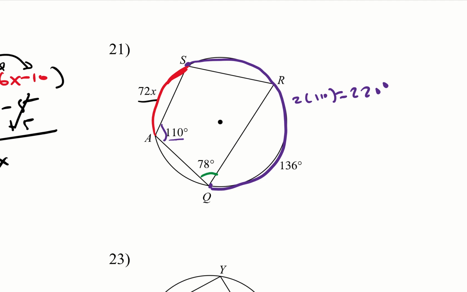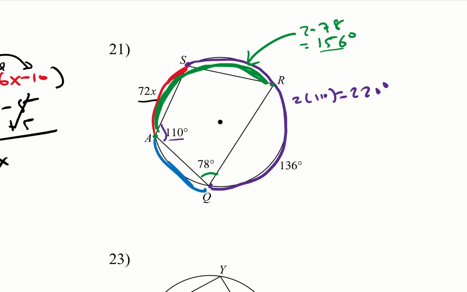Now this green angle here, AQR, runs between A and R. So the arc for that is from A to R, and I don't want to color over the colors I already have, so I'll do it here below. That arc in green is double 78, which is 156. So we know that that's 156 degrees, and I can figure out this angle in blue because they all add up to 360.